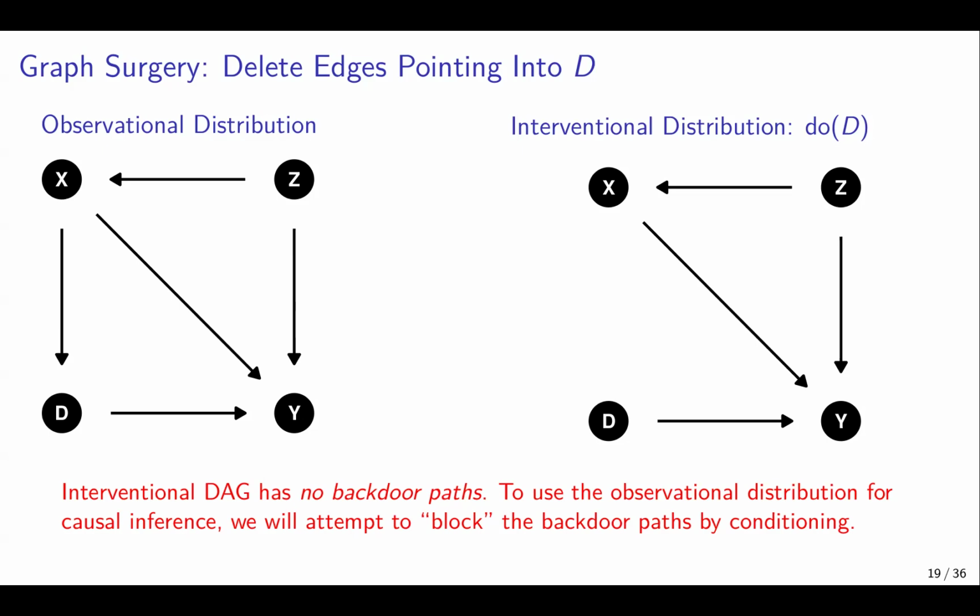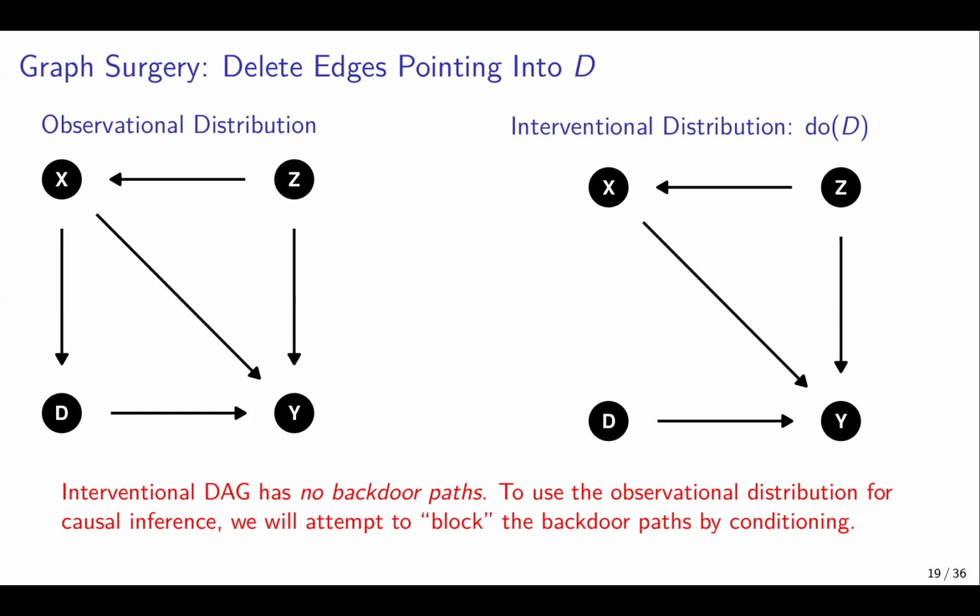The key thing to notice about this interventional DAG is that it has no backdoor paths. Remember that every backdoor path begins with an arrow pointing into D. But I've just removed all of the arrows that point into D. There's none left. That means there's no way for me to form a backdoor path. So it sounds great to cut out all of these backdoor paths, and as I mentioned, that's exactly what a randomized controlled trial would do.